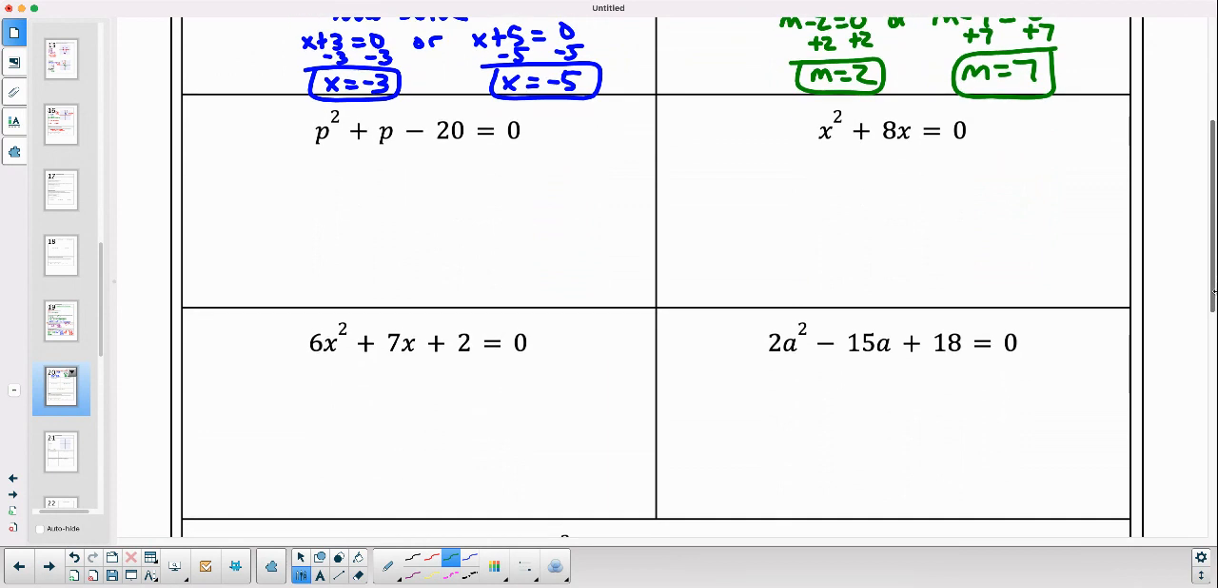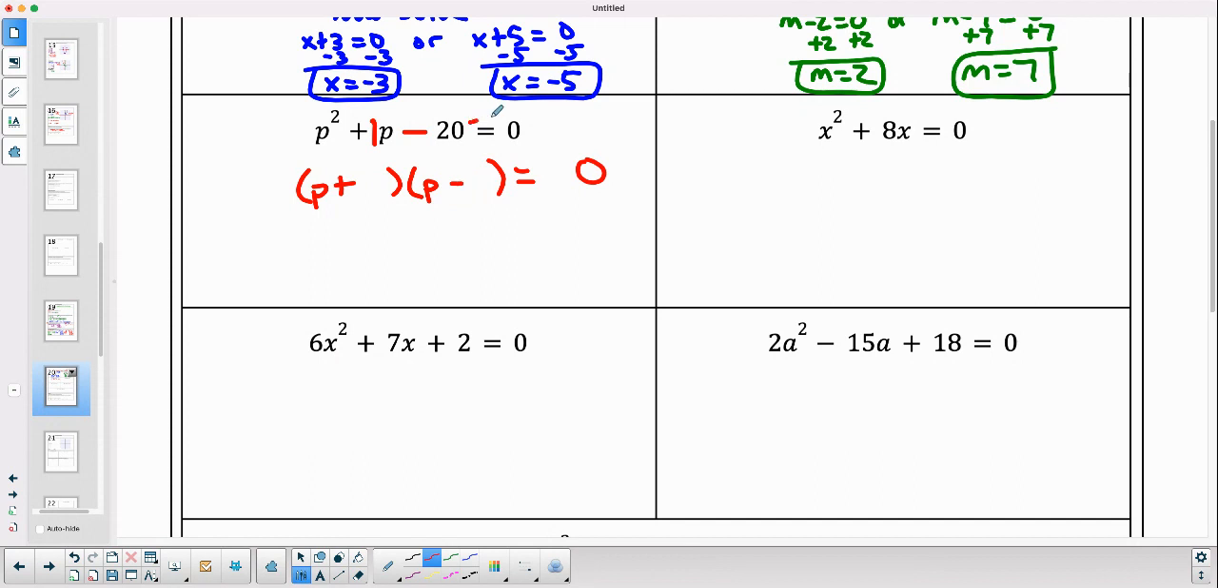So with p squared plus p minus 20, we're looking at a negative final term, and this is like a 1. So we're trying to multiply to negative 20 and add to positive 1. Anytime that last number was negative, we automatically put one plus and one minus sign. That was an automatic each time.